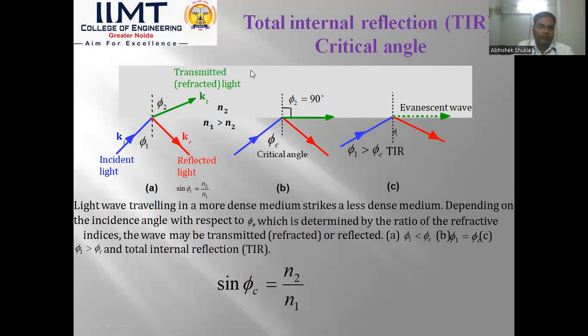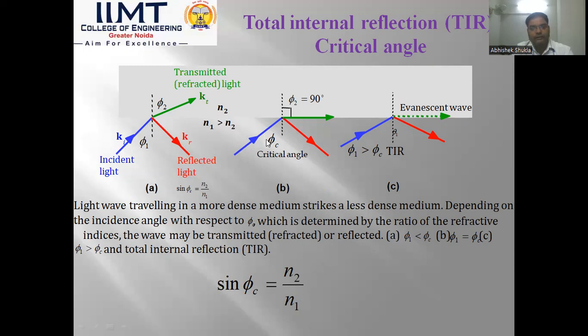We have two different media, N1 and N2, with their refractive indices. The refractive index N1 must be greater than N2. Here, N1 is the refractive index of the core and N2 is the refractive index of the clad. So we have to keep in mind that the effective index of the core must be greater than that of the cladding. Here, if we throw an incident ray phi 1, part of it goes back in the same medium, but some part is also transmitted, as you can see.